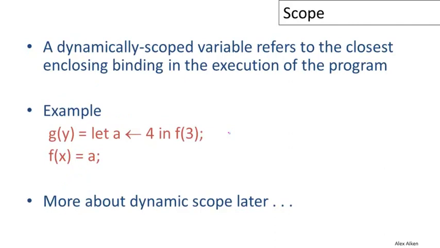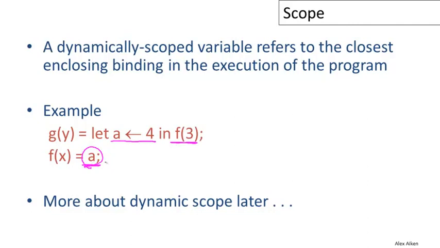In a dynamically scoped language, a variable would refer to the closest binding in the execution of the program, meaning the most recent binding of the variable. Here's an example. Let's say we have a function g, and g defines a variable a, initialized, say, to 4, and then it calls another function that isn't in the same syntactic scope. I've written f right next to g, but actually f could be in some completely other part of the code, and f refers to a.